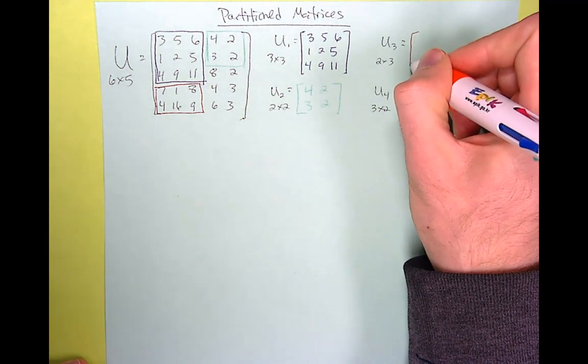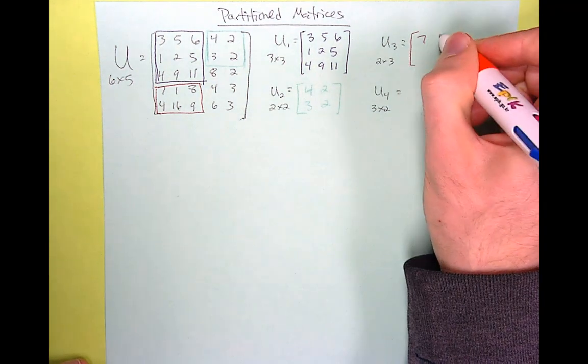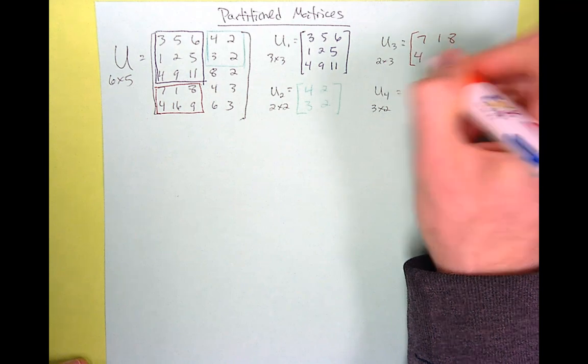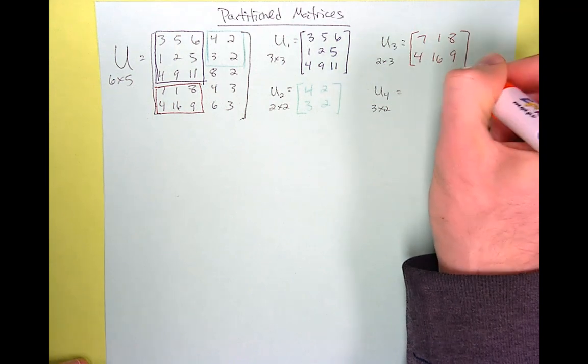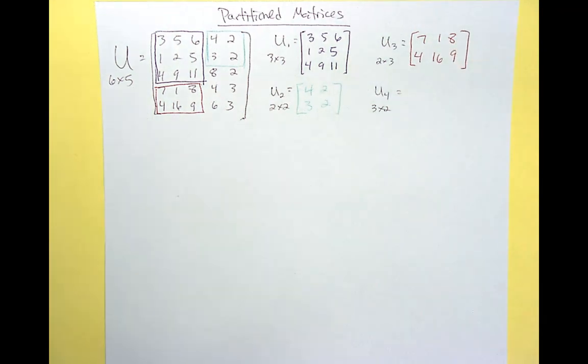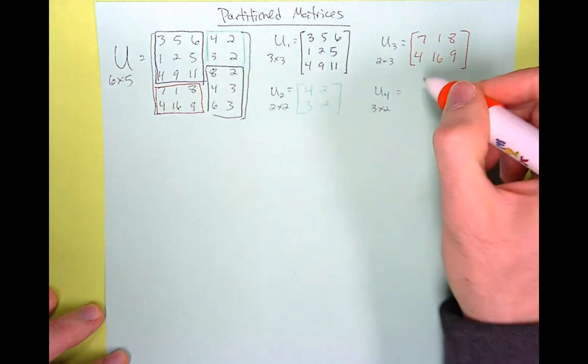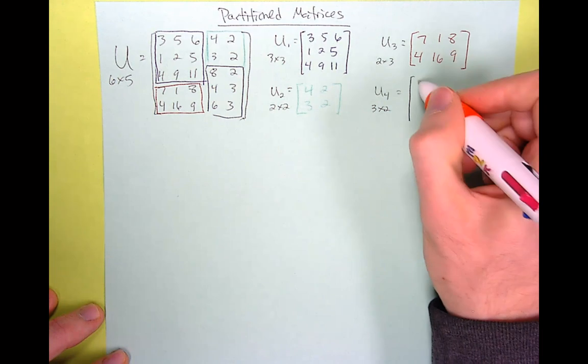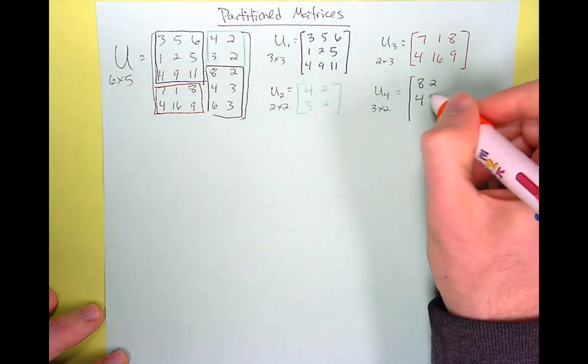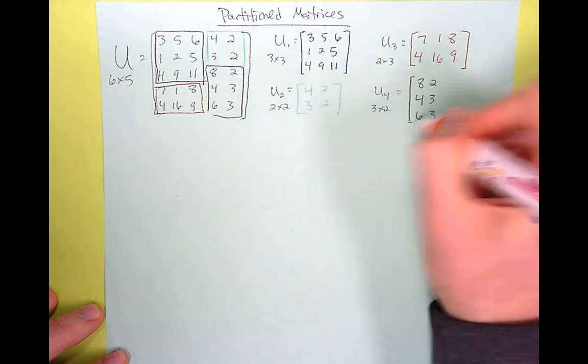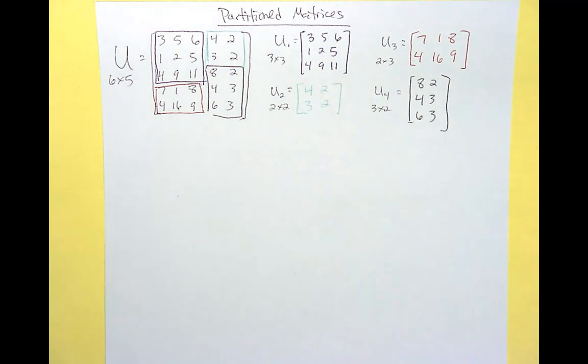So 7, 1, 8, 4, 16, 9, and the last one will be in black, and it's what's left over, the 3 by 2. So we have 8, 2, 4, 3, 6, 3. So we just partitioned U into 4 submatrices.